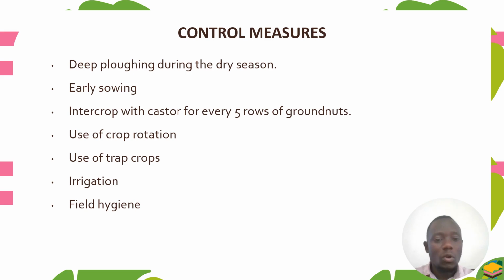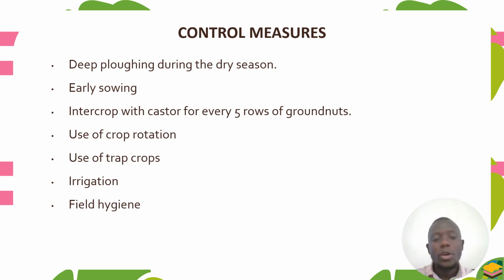Then I've got use of crop rotation. Crop rotation is also one way of controlling red hairy caterpillars, because these red hairy caterpillars are crop specific. If you rotate with other crops, it means you are breaking the life cycle, because they will have nowhere to feed, therefore they will die.